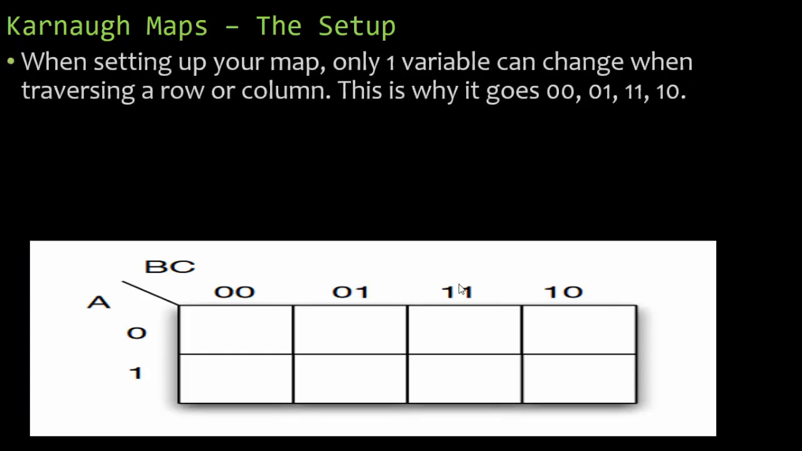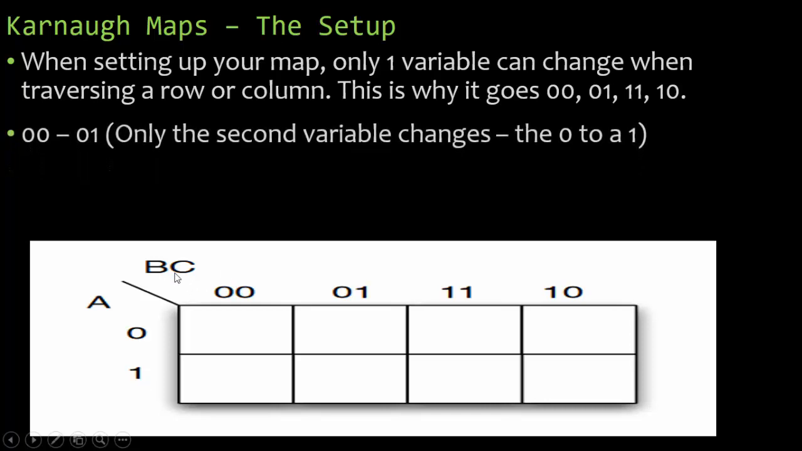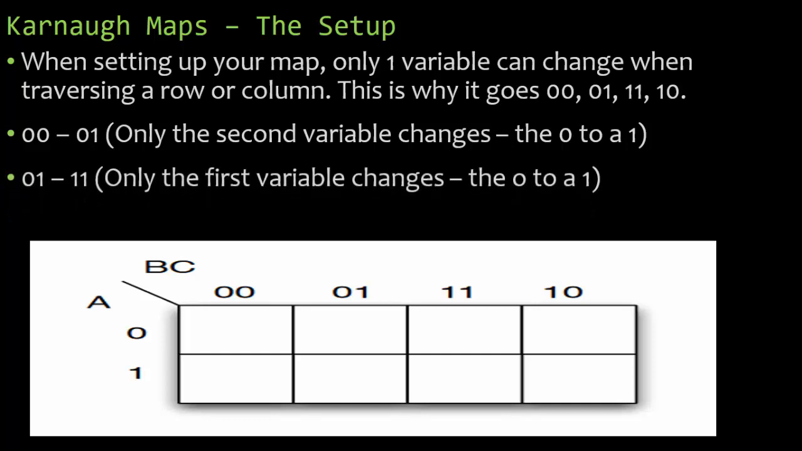Now, when you're setting up your map, only one variable can change when you traverse a row or column. And this is why the top goes 0, 0, 0, 1, not 1, 0, then 1, 1. Notice it goes from 0, 1 to 1, 1, then 1, 0. Here, A, we have 0. It changes to a 1. Only one variable changes. But on the top row, for B and C, when I go from 0, 0 to 0, 1, only the second variable, the C, changes. When I go from 0, 1 to 1, 1, only the first variable, the B, changes to a 1.